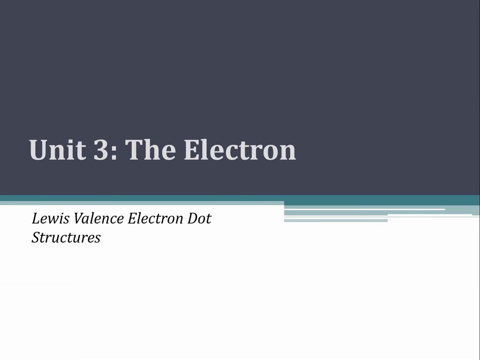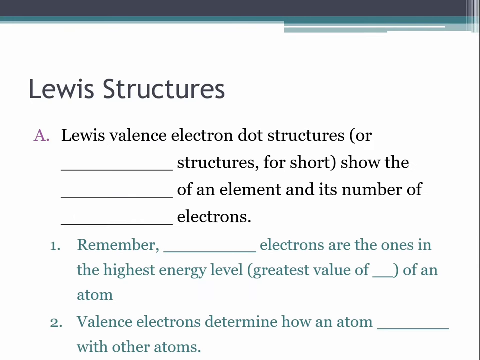In this video, we're going to talk about Lewis valence electron dot structures, which are a lot easier than the name makes them sound. So Lewis valence electron dot structures, or Lewis structures for short, show the symbol for an element and its number of valence electrons.